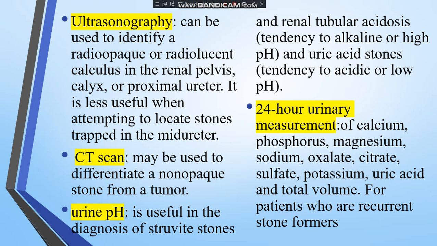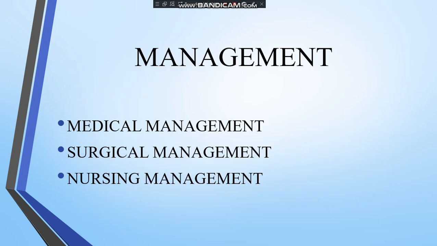Actually, this is why we do the 24-hour urine measurement: if a person has recurrent episodes or development of renal calculi, we have to find out how vulnerable the patient is to each electrolyte and how their values differ in that patient's body. For that we do 24-hour urine measurement. So here we have landed on management.